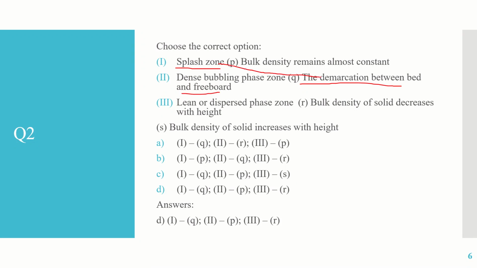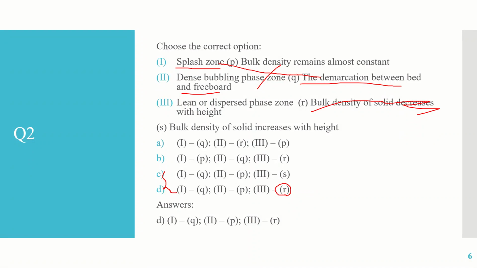Splash zone is Q. Dense bubbling phase zone, it is where bulk density remains almost constant. So 1 is Q, 2 is P. So the answer lies between these two. And lean dispersed phase zone, as we all saw, the bulk density of solid decreases with height. So it is R. Decreases is important. It is not increasing. So it is option D. With the last option varying, we should choose option D, not option C. So I hope now it is clear.